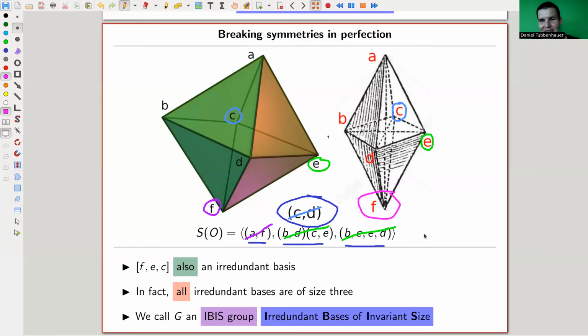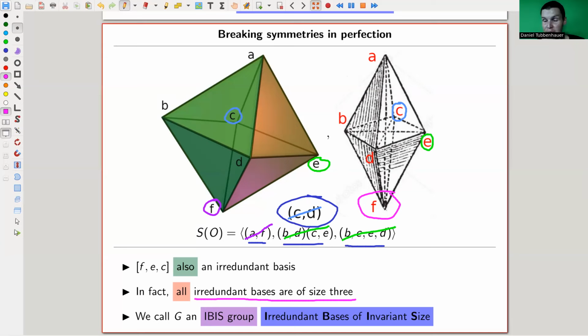Anyway, of course, I could just set it up, but maybe not now. Anyway, so here's another basis, and it's again irredundant, so I can't omit any vertex. And breaking symmetries in perfection is the following statement. You always, in this case, need to fix 3 vertices to break a symmetry. All irredundant bases are of size 3 in this case. In order to break all symmetries, you always need the same number of steps.